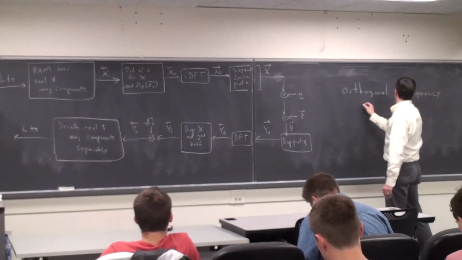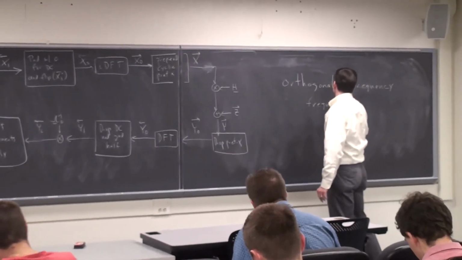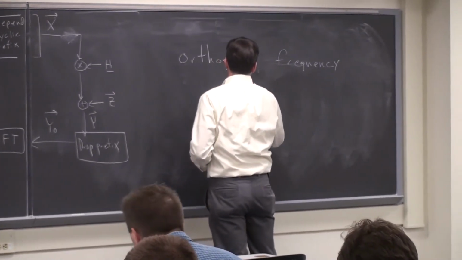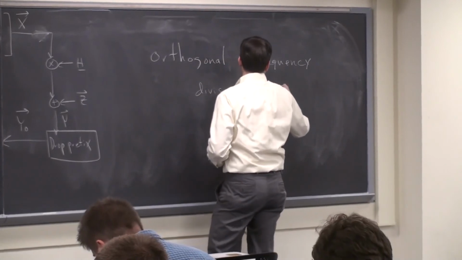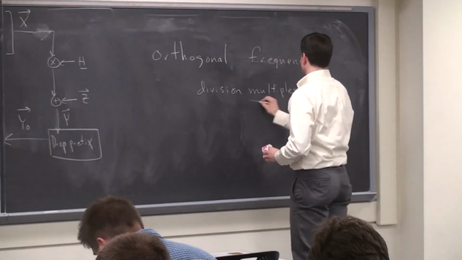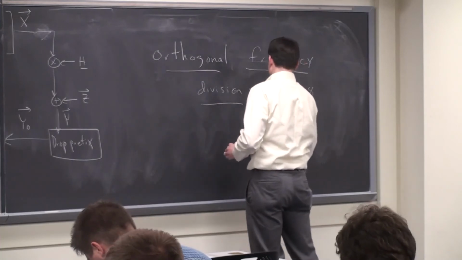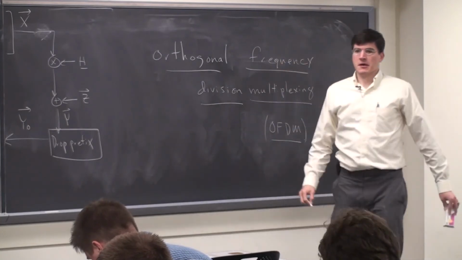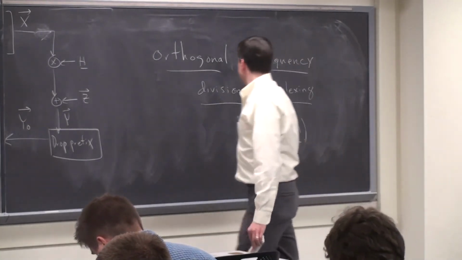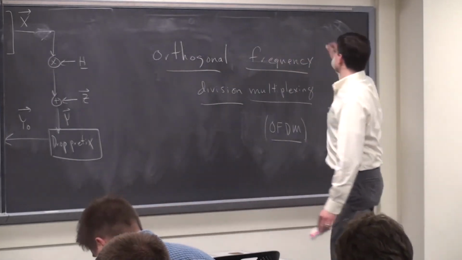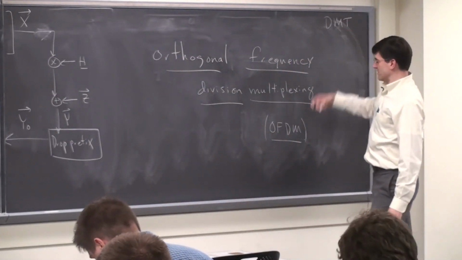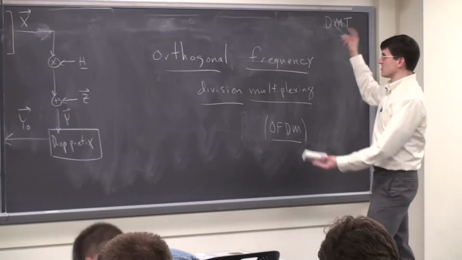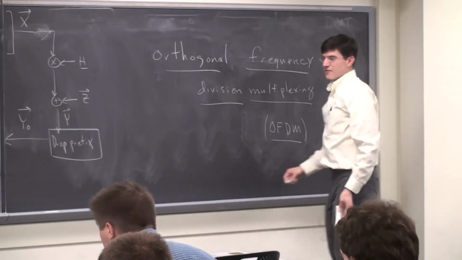So this, ladies and gentlemen, is what we call orthogonal frequency division multiplexing, or OFDM. You'll also sometimes see the term discrete multitone, DMT. I think once upon a time these meant slightly different things. And actually what we're doing is arguably more DMT than OFDM, but nowadays the terms have kind of combined. So people just say OFDM for everything.